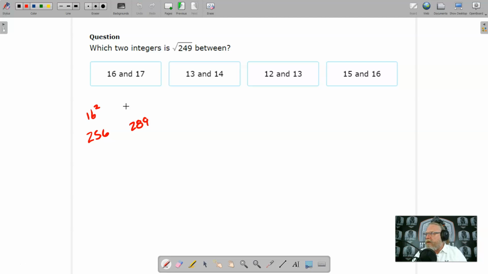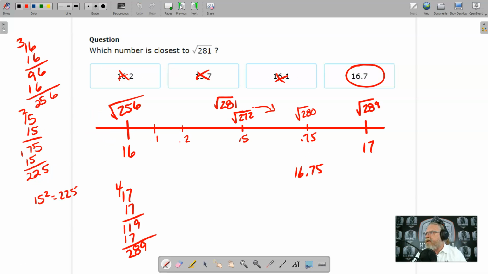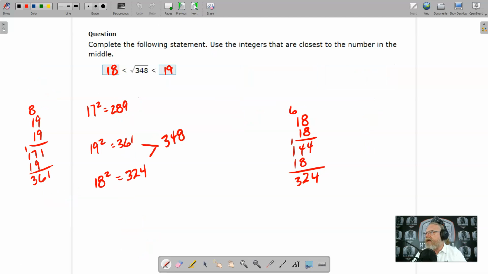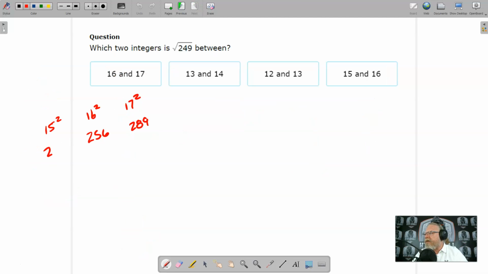And this was 17 squared. So we're still too high at 256, aren't we? We need to go back to, let's try 15 squared. And I believe that was 225, right? 15 squared? Yep, 225. Indeed it is. So that's going to be 225. So 249 is going to be right in between these, right? 249 is going to be right in between 225 and 256. So in that case, it's somewhere between 15 and 16, which we have right here.